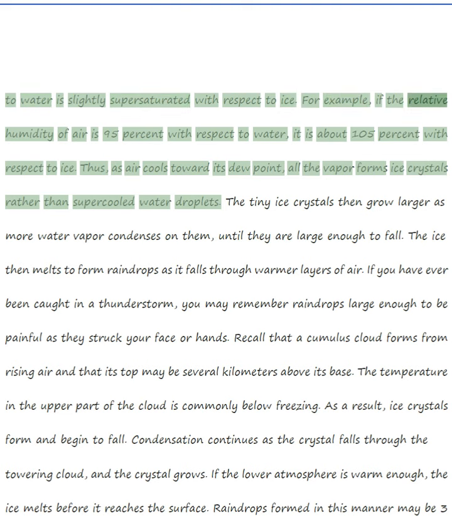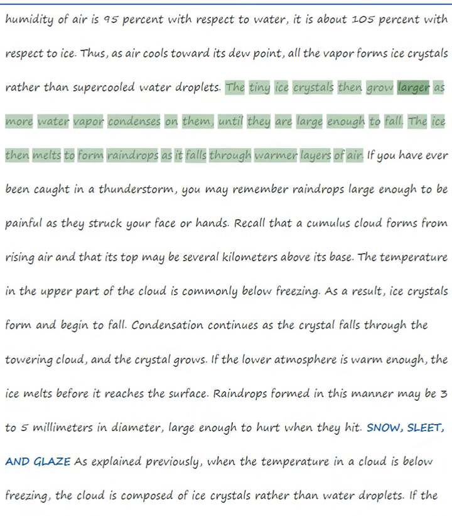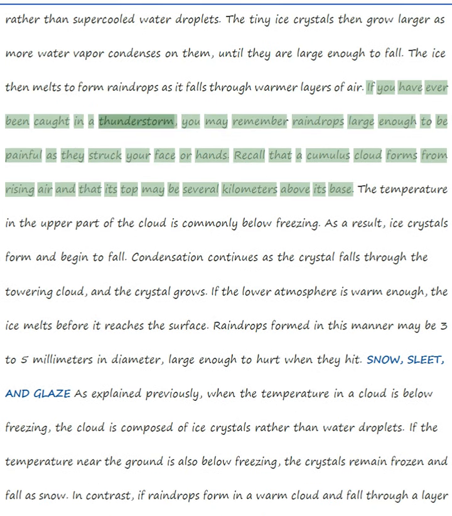For example, if the relative humidity of air is 95% with respect to water, it is about 105% with respect to ice. Thus, as air cools toward its dew point, all the vapor forms ice crystals rather than supercooled water droplets. The tiny ice crystals then grow larger as more water vapor condenses on them, until they are large enough to fall. The ice then melts to form raindrops as it falls through warmer layers of air. If you have ever been caught in a thunderstorm, you may remember raindrops large enough to be painful as they struck your face or hands.